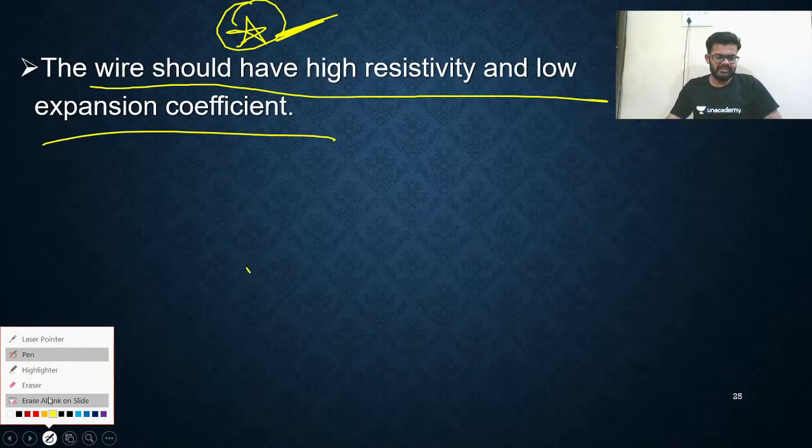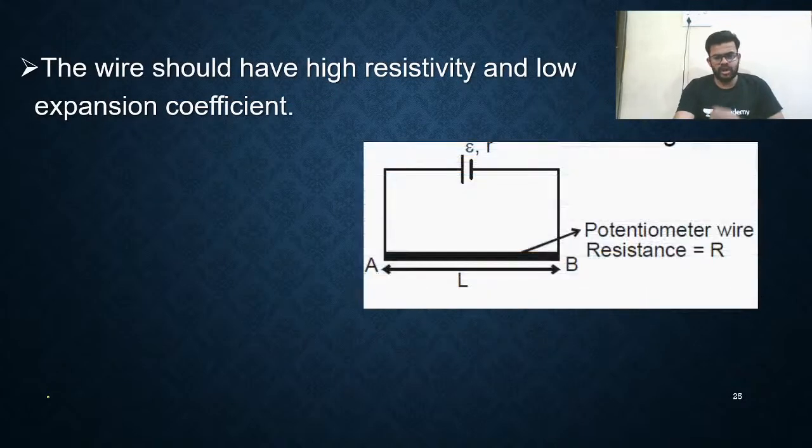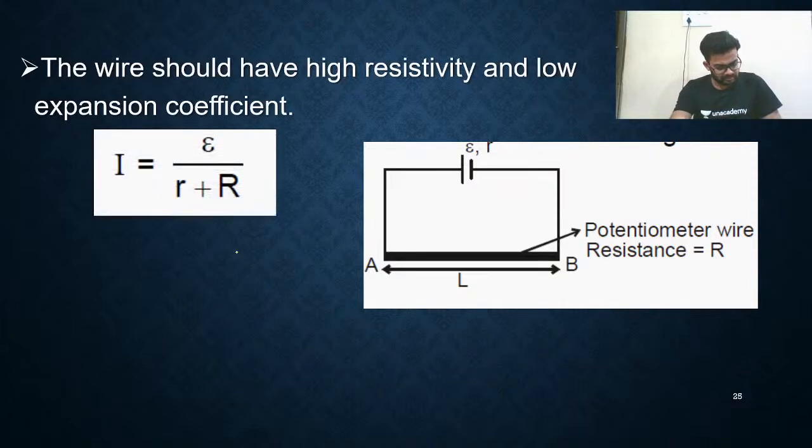So let's move ahead, my dear friends. I have drawn a diagram of a potentiometer. A potentiometer is just a wire AB. It has high resistivity and low expansion coefficient. Its resistance is constant, that is RAB, and I am saying its length is L. That's all. Now let's continue. This is not only for board, my dear; it is in NEET also. For both it is the same.